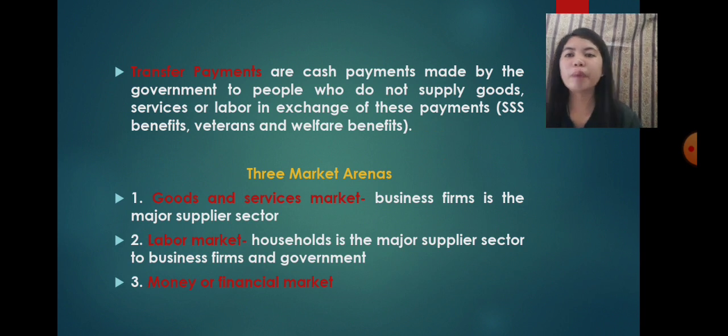So, transfer payments are cash payments made by the government to people who do not supply goods, services, or labor in exchange for these payments, such as SSS benefits, veterans, and welfare benefits. So, three market arenas. Goods and services market, these are the business firms, which is the major supplier sector. And then the labor market, where the household is the major supplier sector to business firms and the government. Lastly is the money or the financial market.